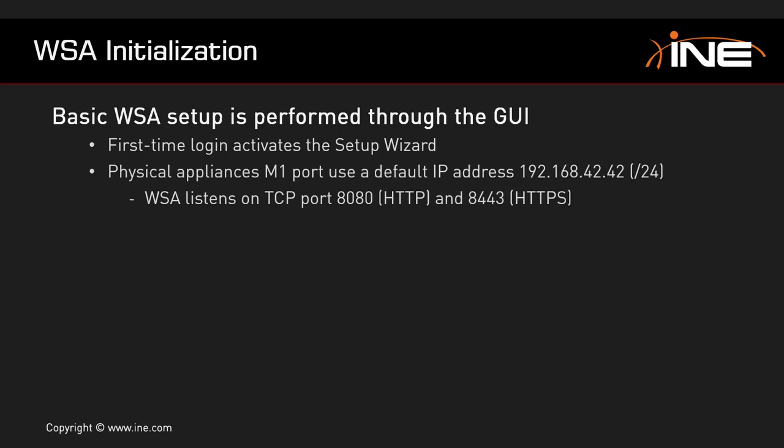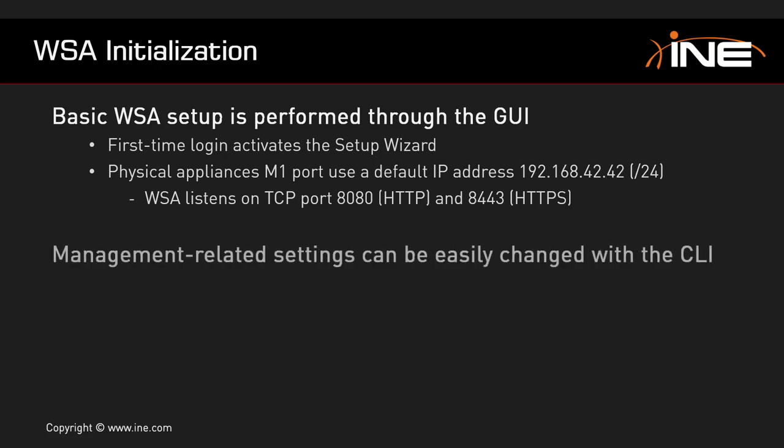Okay, if we are dealing with a physical appliance, the management port of this device is pre-configured. It uses IP address 192.168.42.42, so we can just plug in your PC, put it into the same subnet. It is going to be /24, give it a different address, and connect to the appliance over port 8080. And this is the default HTTP port the management interface listens on, or you can also go for 8443, which is HTTPS. Remember that management interface settings can also be easily changed using the command line.